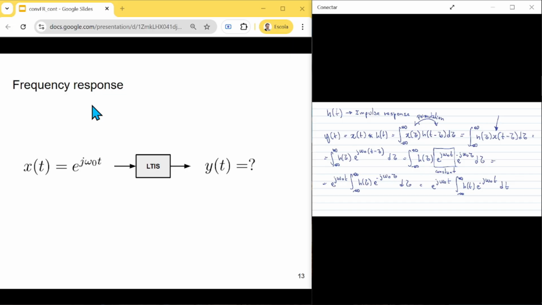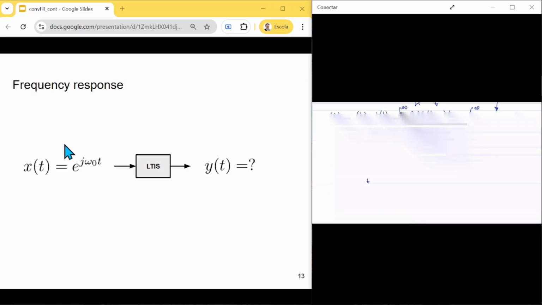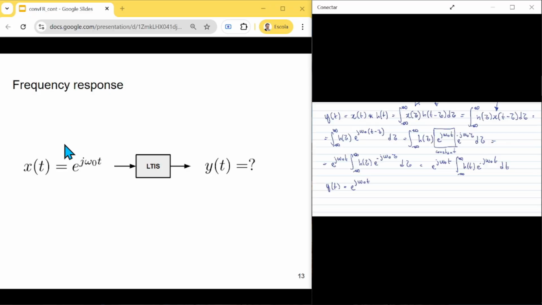So what we have is exponential in, exponential out. So our y of t will be the very same exponential that went as an input multiplied by this thing that we will call H of omega. In this case, as I'm using this symbol here, omega 0, H of omega 0.